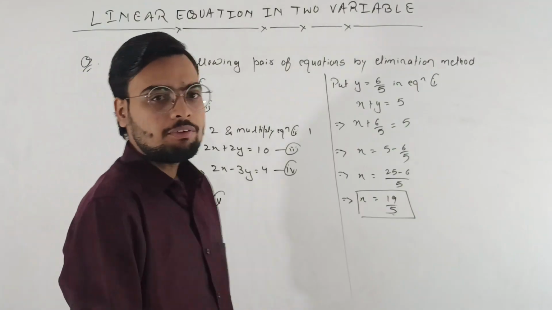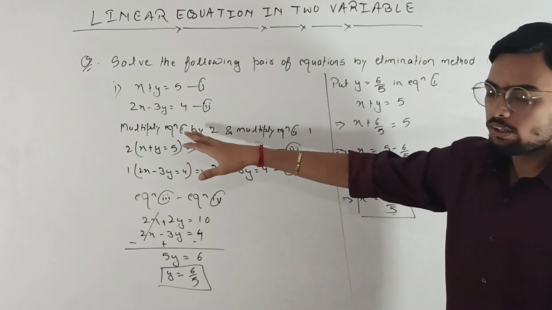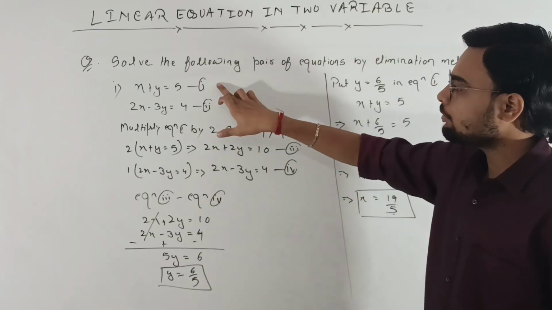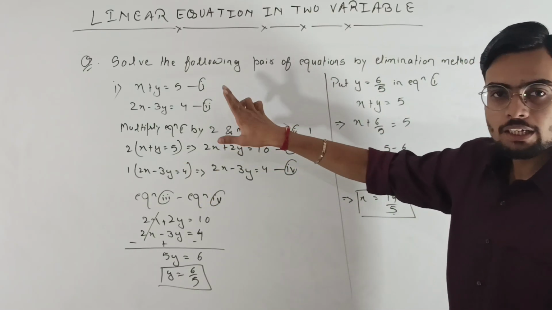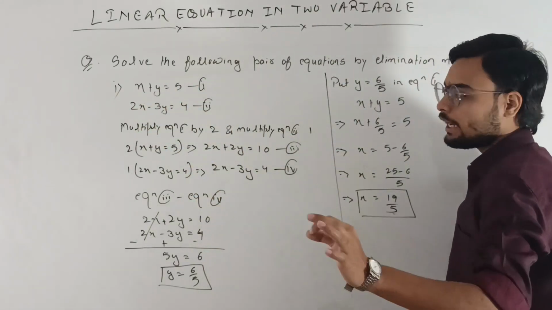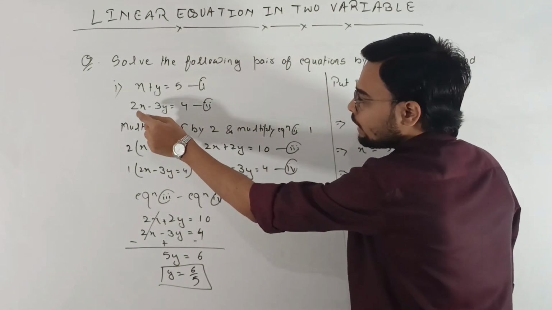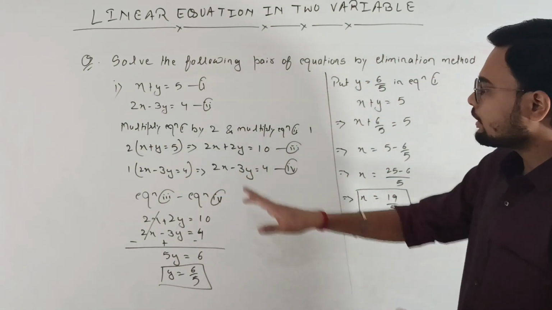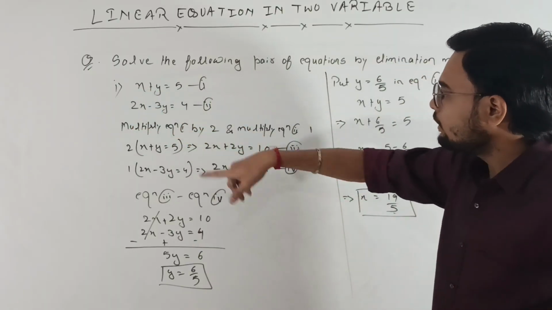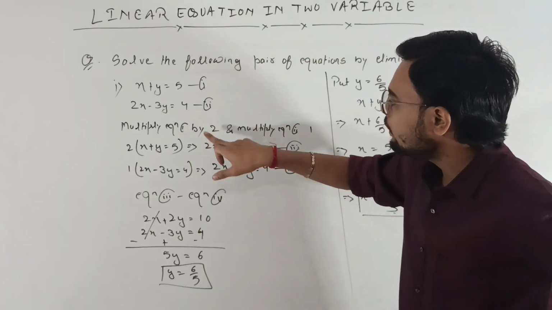What do we have? We have a pair of equations, x plus y is equal to 5 and 2x minus 3y is equal to 4. We have to solve this using the elimination method. First, I assume this is equation first and this is equation number second. Now I want to eliminate variable x. So for eliminating x, I multiply equation 1 by the coefficient of x of equation 2, that is 2. In equation number second, I multiply by the coefficient of x of equation 1. In this case, there is 1, so I multiply equation 2 by 1 and equation 1 by 2.